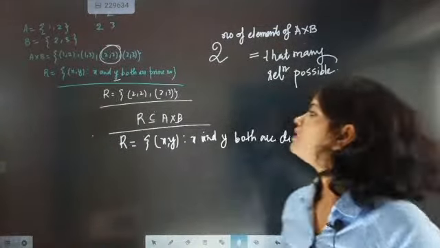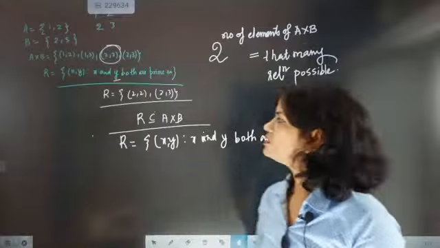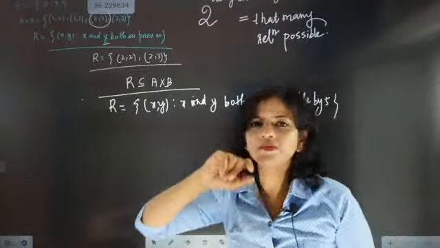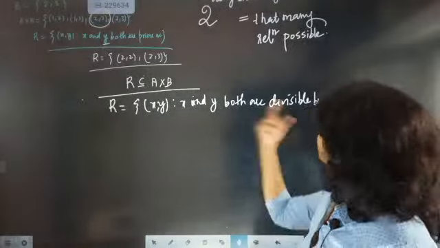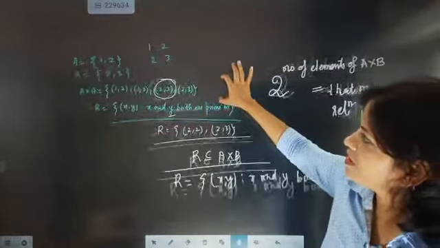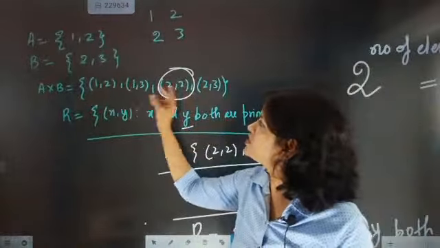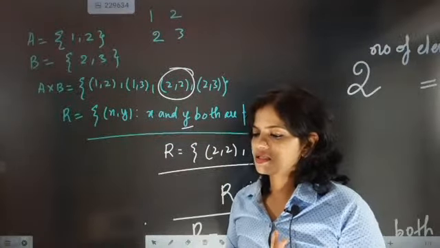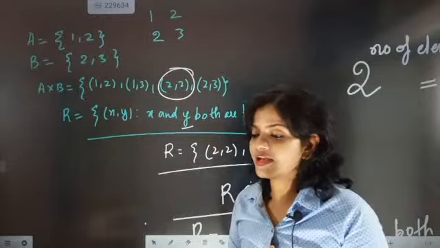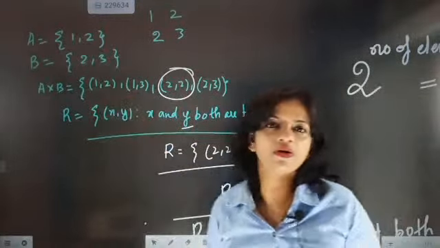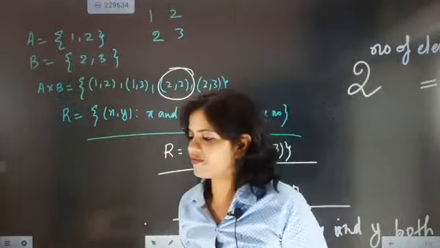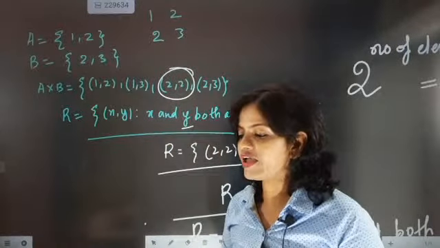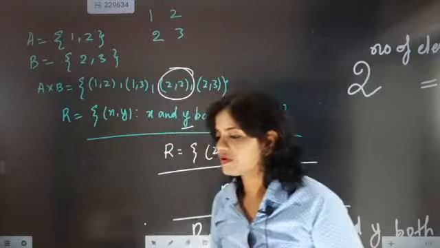It's simple. There is no relation. There is nothing common there. Think about it. They are saying that x and y both are divisible by 5. Is there any element which is divisible by 5? Is there any element here? Is 1 divisible by 5? Is 2 divisible by 5?